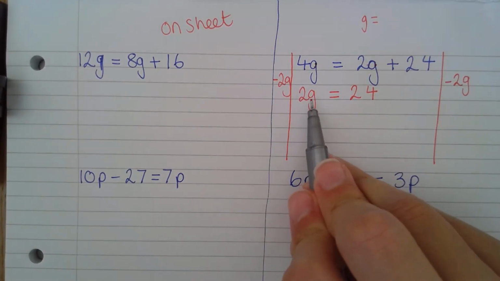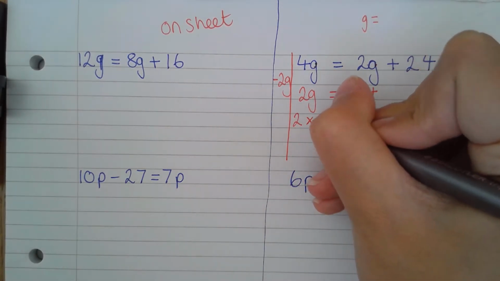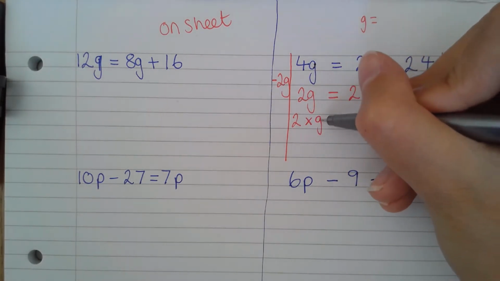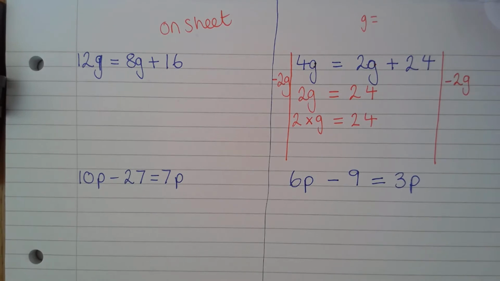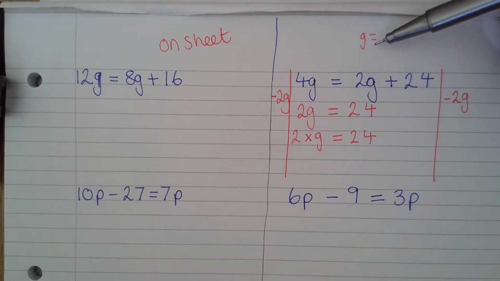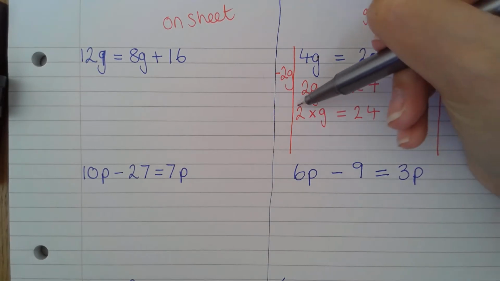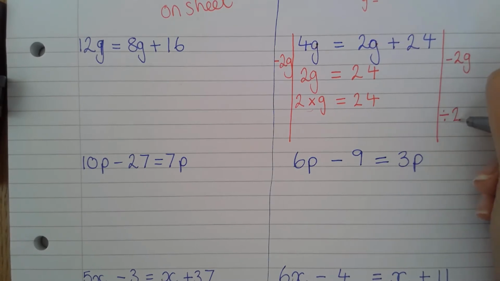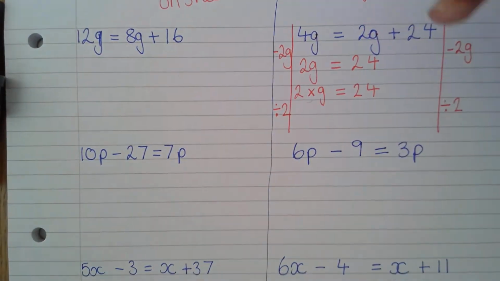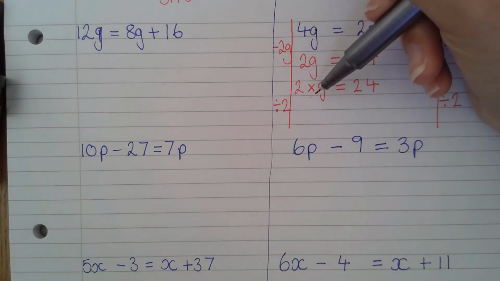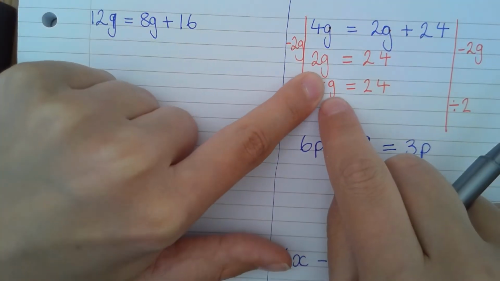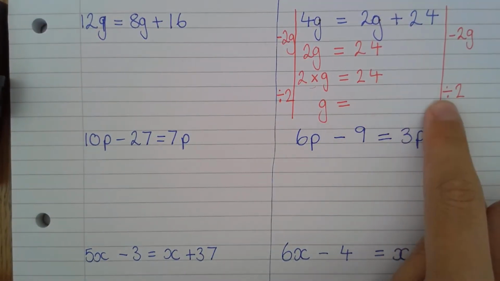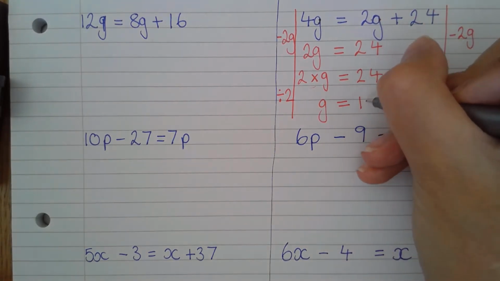2G means 2 times G. That's what that means. We just don't write the times in because it's a little bit quicker. Again, we want G on its own, remember. So I need to get rid of this times by 2, and the opposite of times by 2 is divide by 2. So we're going to divide by 2 on both sides. Times by 2, divide by 2, I'm just left with G equals, and then this side I need to divide by 2 as well. Half of 24 is 12.